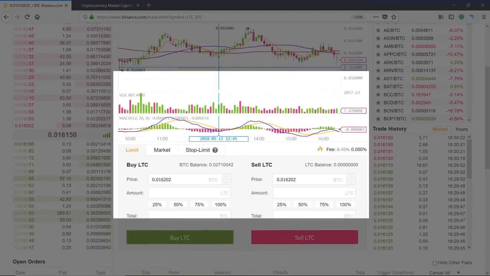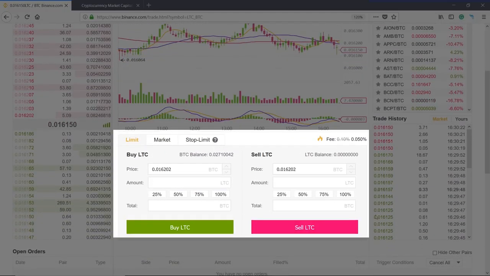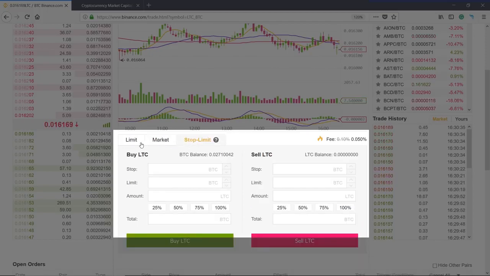Now right here, this box here is where you're actually going to be buying and selling your coin. Okay, so in a quick tutorial here, there are limit, market, and stop limit orders here.